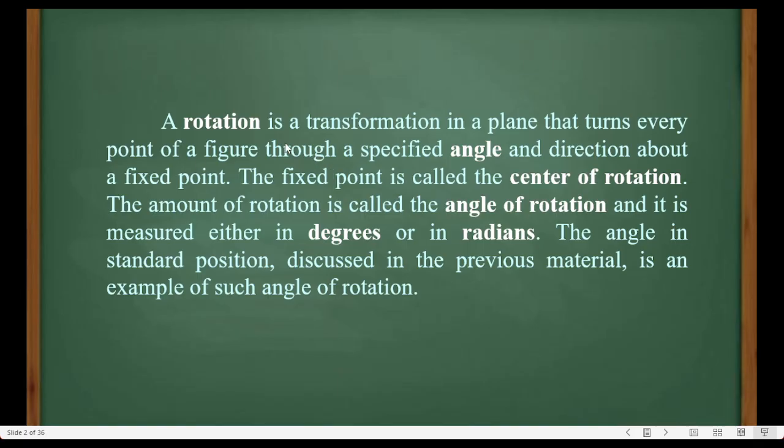A rotation is a transformation in a plane that turns every point of a figure through a specific angle and direction about a fixed point. The fixed point is called the center of rotation. The amount of rotation is called angle of rotation, and it is measured either in degrees or in radians. The angle in standard position discussed in the previous material is an example of such angle of rotation.